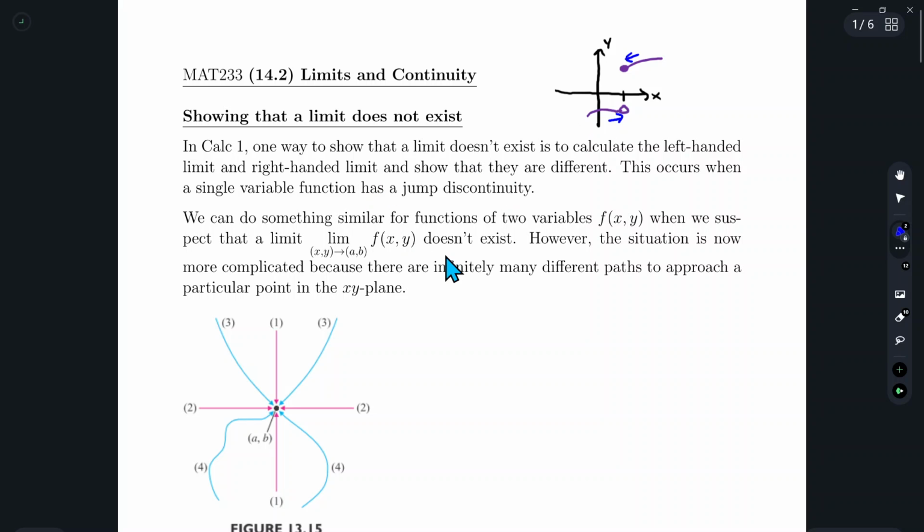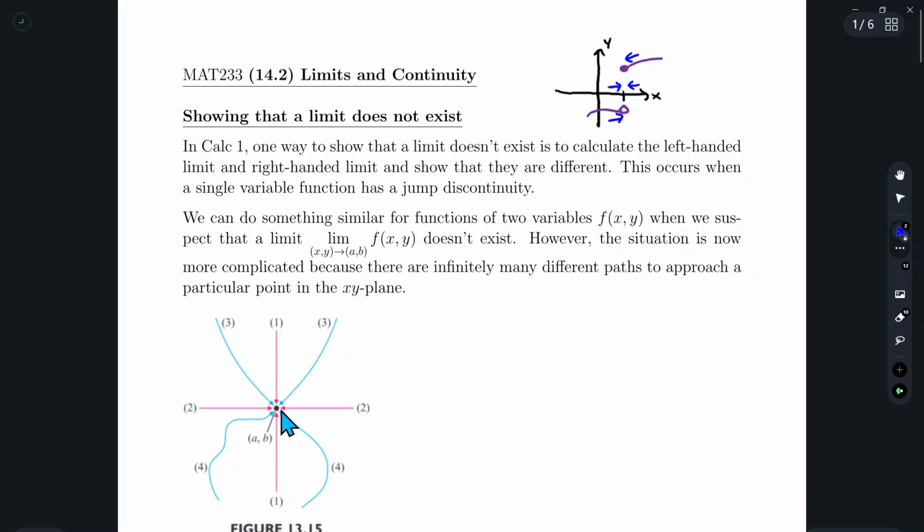We can do something similar for functions of two variables, except the situation is more complicated. Because x is the only variable here, when you approach a specific x value, you can only approach in two directions, from the left and from the right. However, now because both x and y are input variables, when we approach a point in the plane, it's possible to approach in infinitely many different ways.